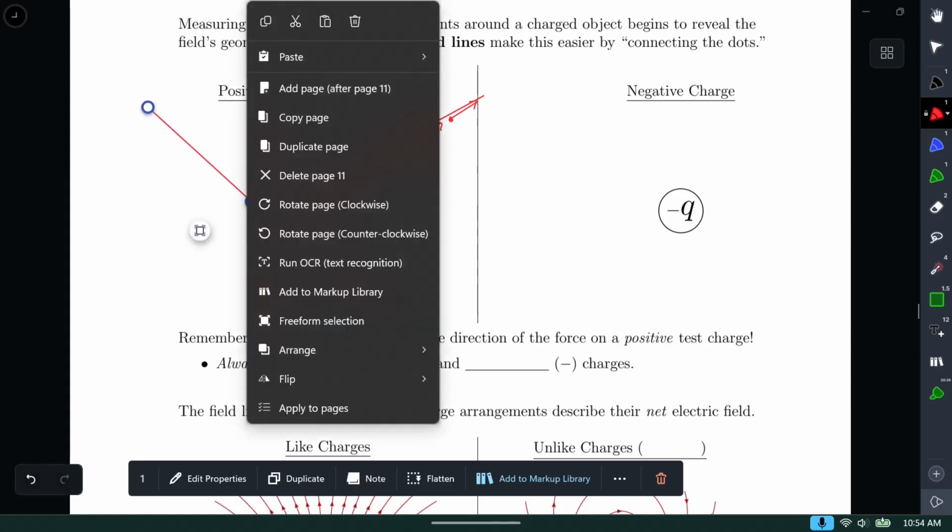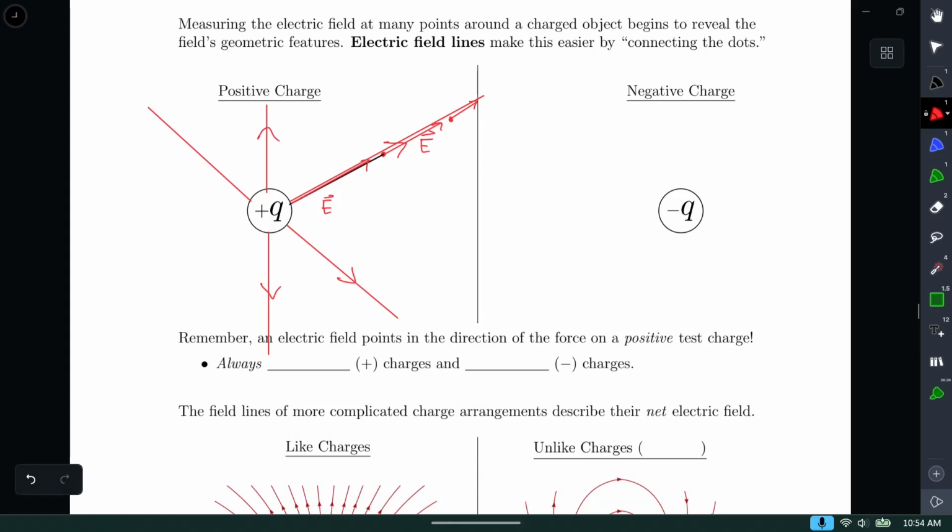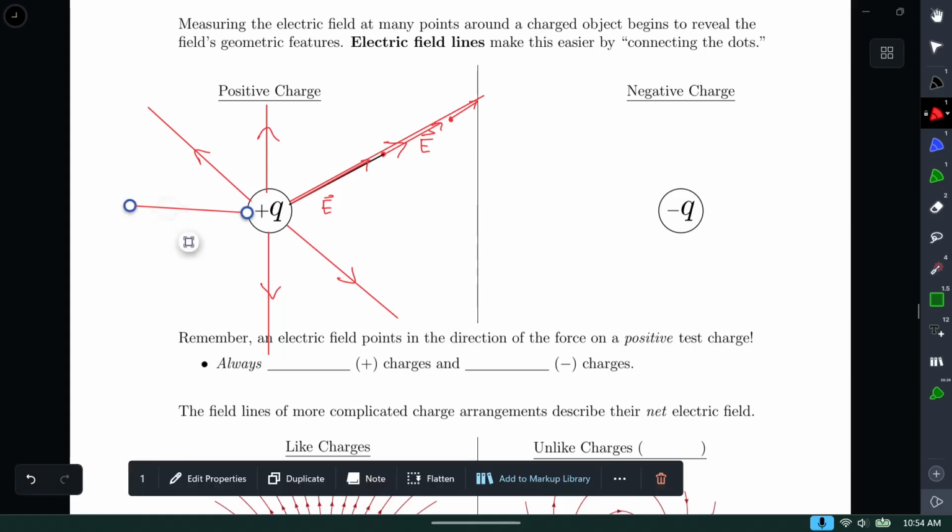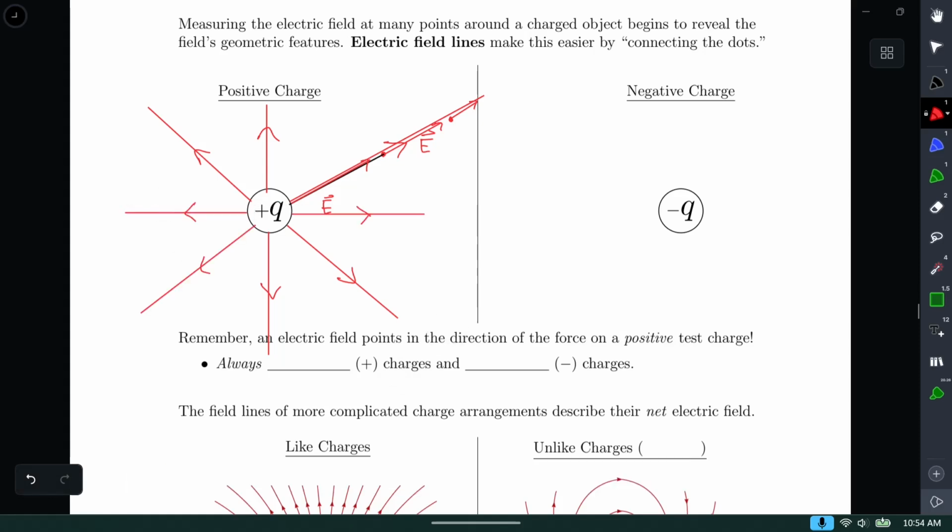We got tired of computing the electric field at every single point in space, and we said, well, roughly what does it look like? What's the geometry? What's the shape of the electric field? And generally, for a positive point charge, it is like that. It just points outward everywhere around the positive charge.